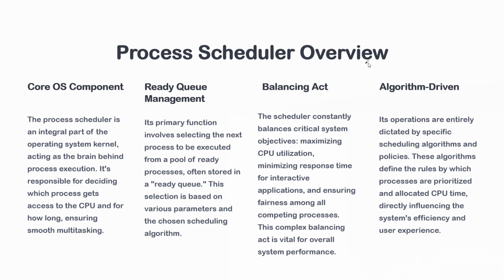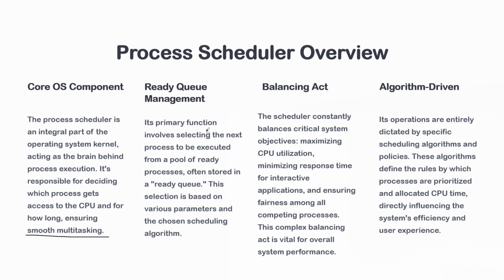Process schedulers overview. Core OS component. The process scheduler is an integral part of the operating system kernel, acting as the brain behind the process execution. It is responsible for deciding which process gets access to the CPU and for how long, ensuring smooth multitasking. Ready queue management.